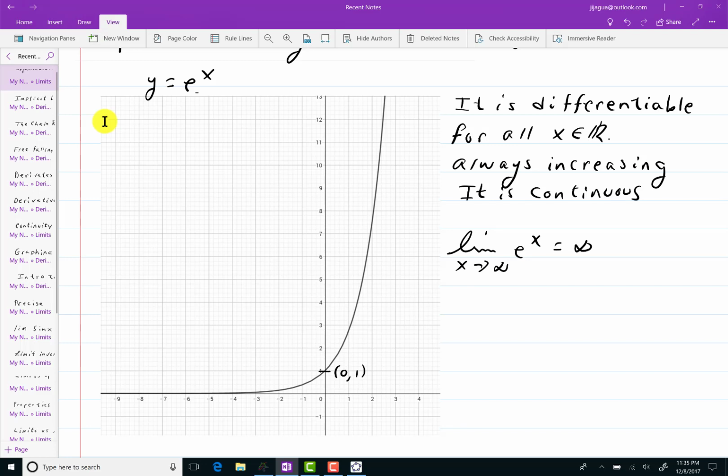e to the x goes to infinity as x goes to infinity. But if you look at the other side, as x goes to negative infinity, you'll see that the graph gets closer and closer and closer to the x-axis, but it doesn't cross it. That's what we call a horizontal asymptote. The limit as x goes to negative infinity of e to the x is 0.